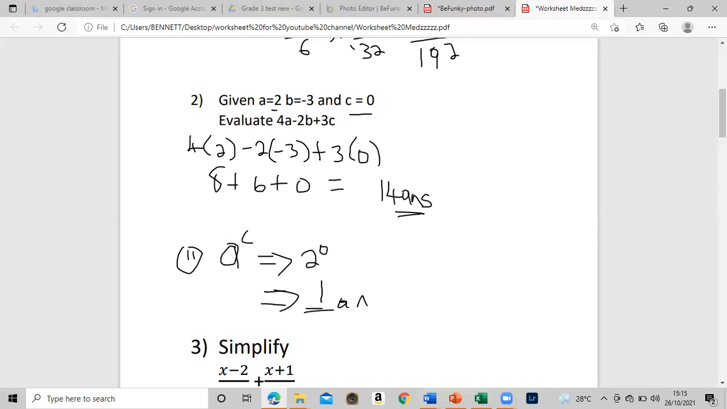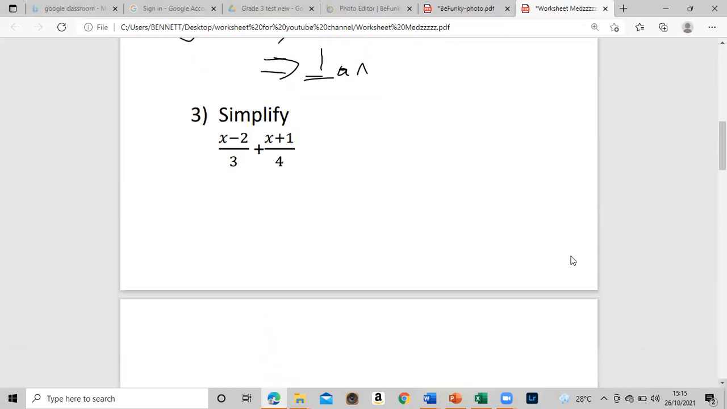Alright, let's move on to number 3. And this one says simplify (x minus 2) divided by 3 plus (x plus 1) divided by 4. Alright, so let's just find the LCM.